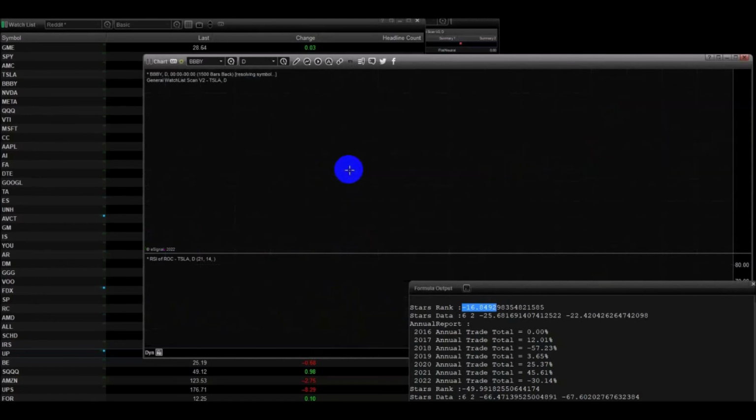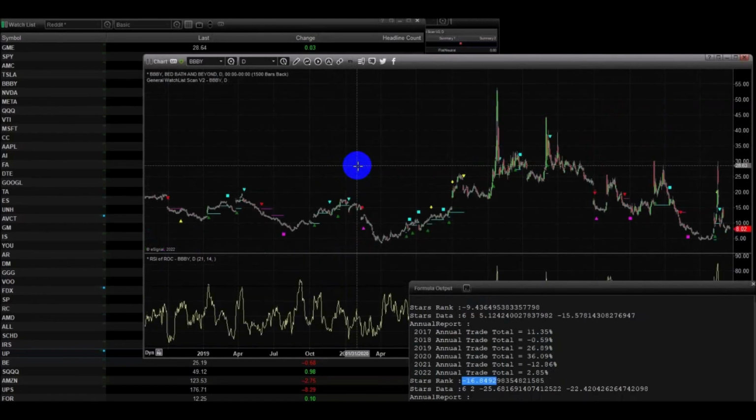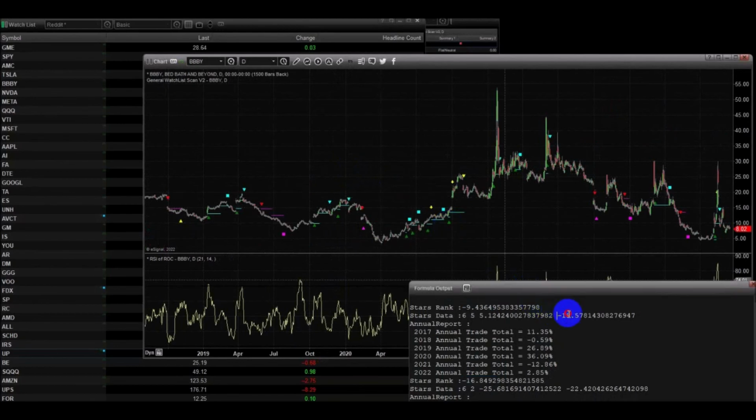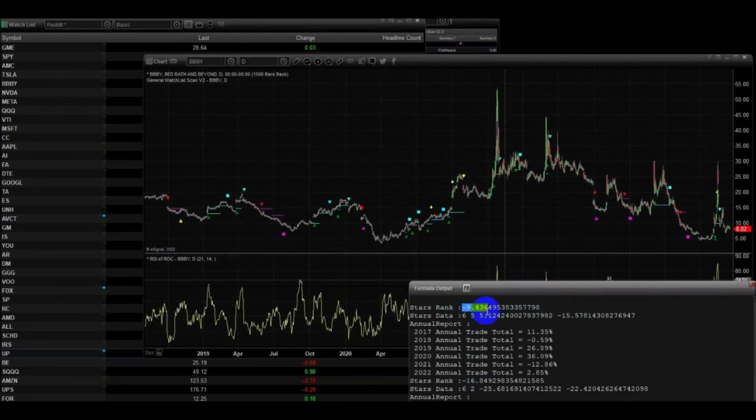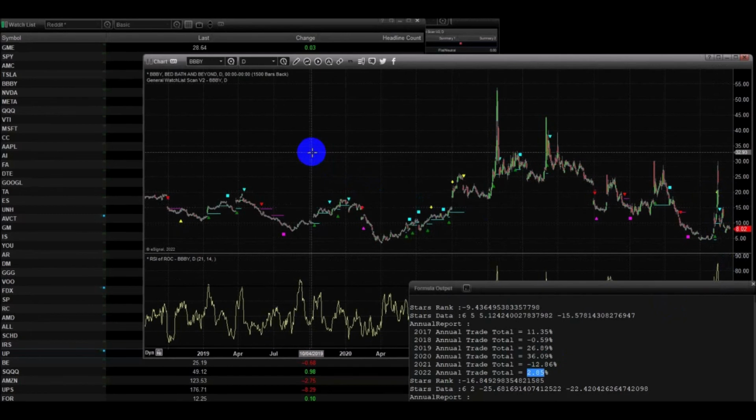BBBY, another meme stock. Bed Bath & Beyond is minus 1.5 and minus 0.9%. You can see it has made some money in 2019 and 20, and has a little bit of money currently in this year's trading with this spike up, but nothing really beautiful. NVDA.